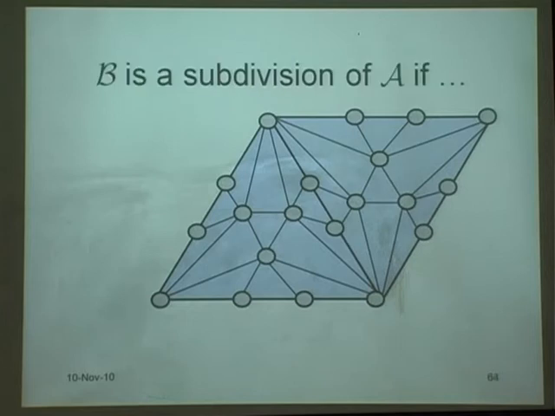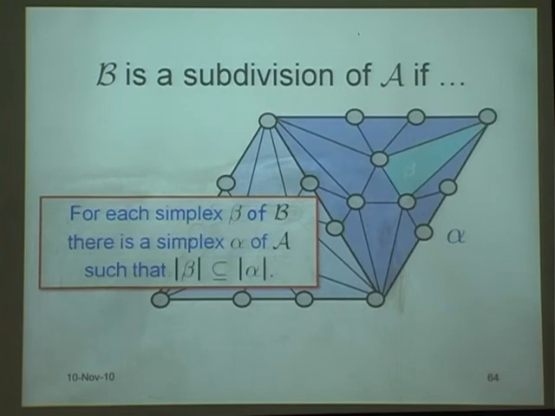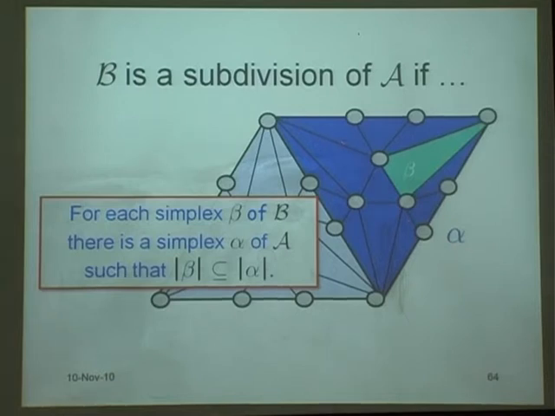It's more complicated. So what does it mean for complex B to be a subdivision of A? Well, the first thing is that for each simplex of B, there's a simplex of A where the point set occupied by B is contained in the point set occupied by A. So the blue triangle here, alpha, is a simplex of the original complex. The small green beta is a simplex of the subdivision, and beta is contained in alpha in terms of point sets. So this is a geometric notion rather than a topological notion.